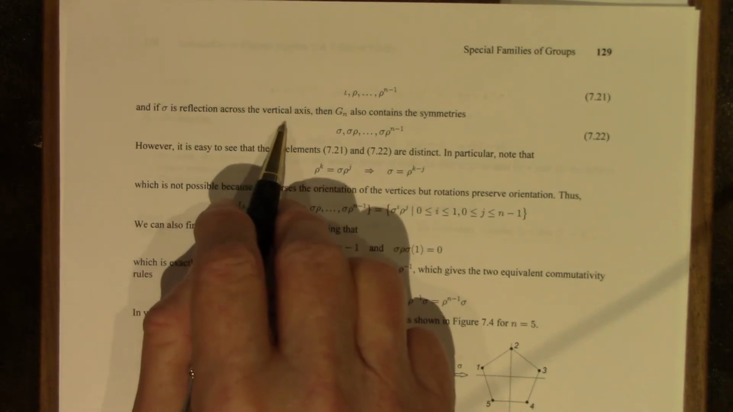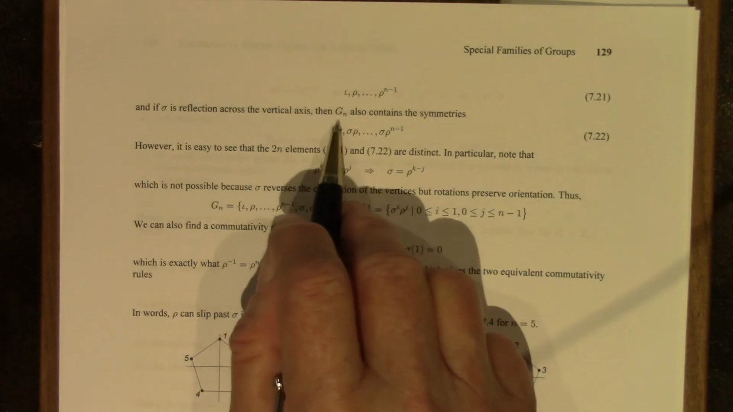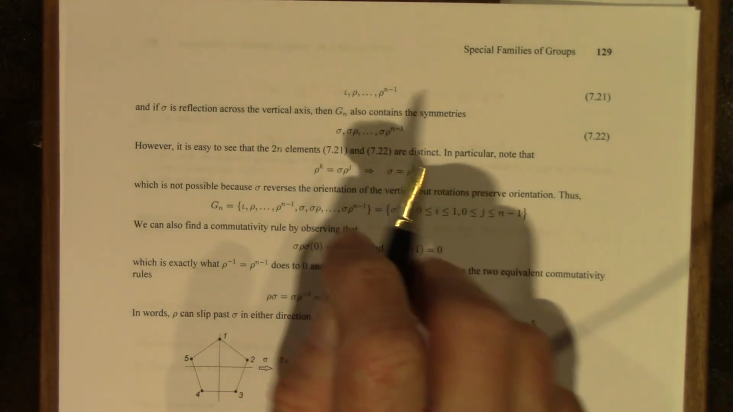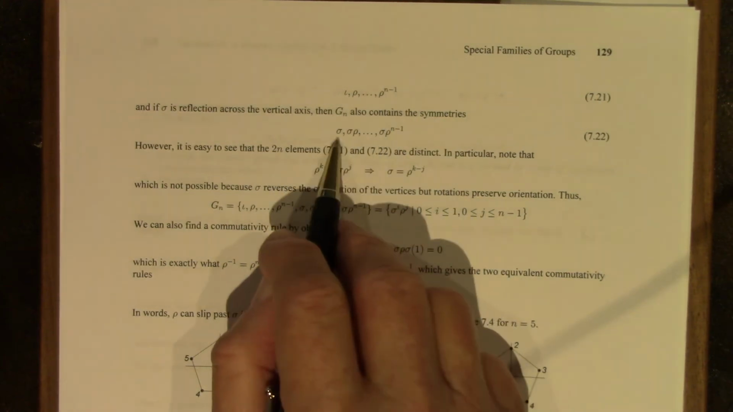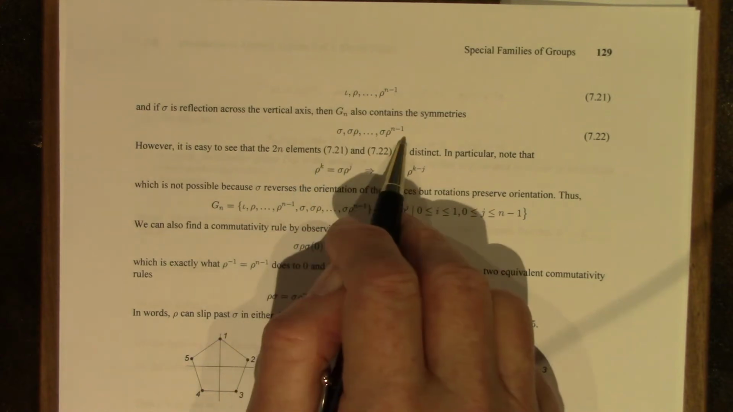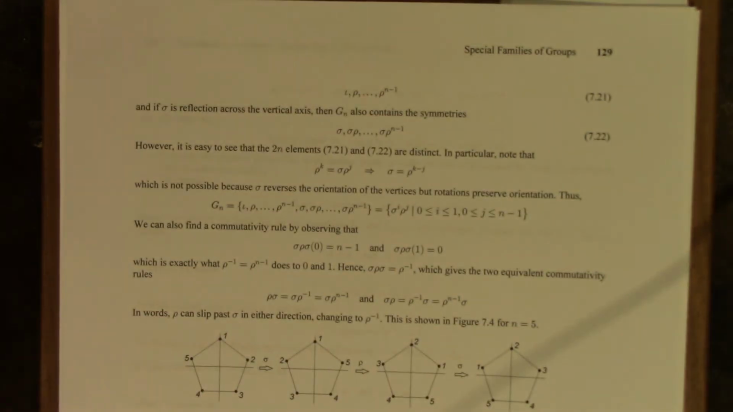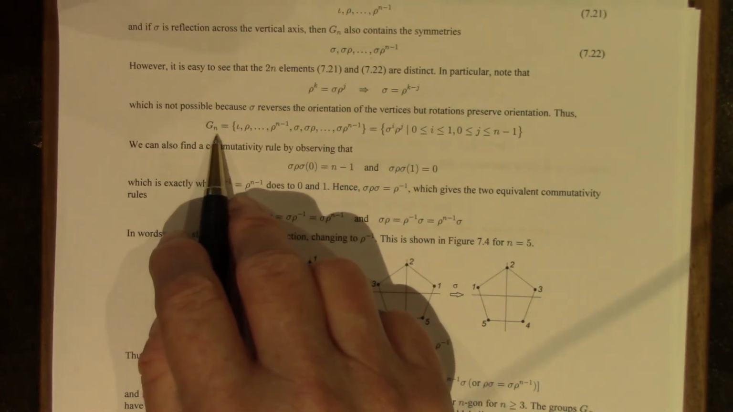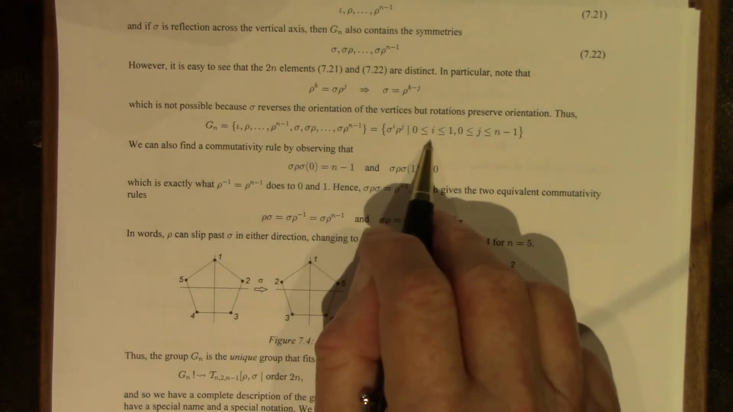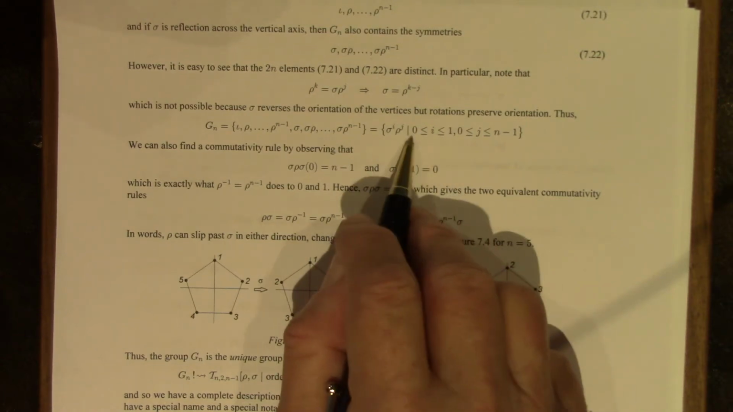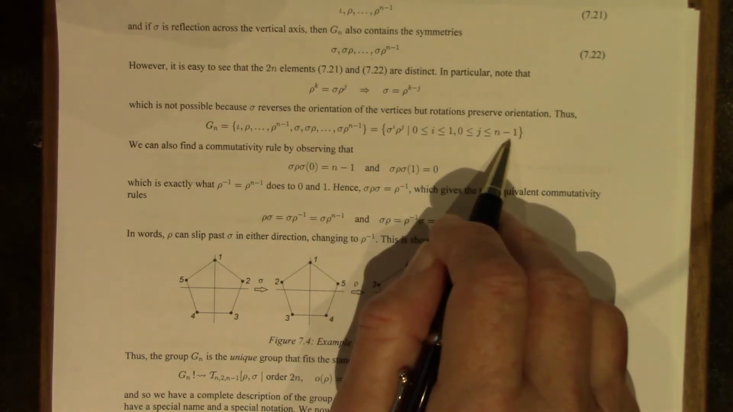If sigma is reflection across the vertical axis, then the symmetry group of the polygon will also contain these symmetries. And it's not difficult to show, we already know these are all distinct because we can cancel the sigmas, and it's not too difficult to show that this set is distinct from this set. So we've got our 2n distinct elements. Okay. So Gn has this underlying set, which we'll write this way generally: sigma to the i, rho to the j, where i is either 0 or 1, so it ranges from 0 to 1, and j ranges from 0 to n minus 1.